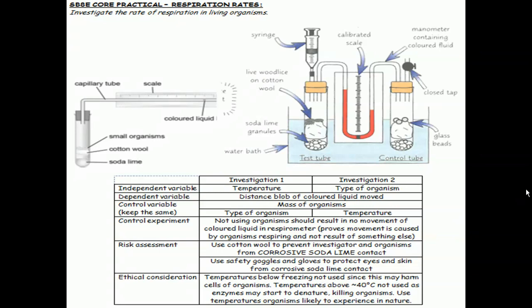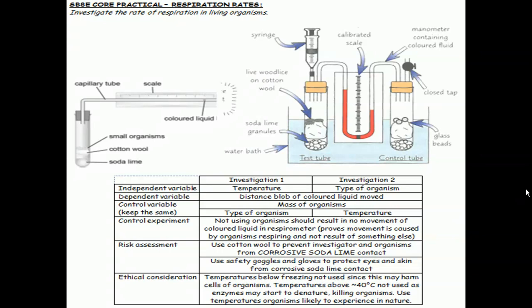Now, risk assessment is a popular question for this practical, because you're using soda lime that is corrosive. You want to make sure that you're not in contact with it, and also the organism is not in contact with it, because you've got to think ethically about the organism. So you use a cotton wool that acts as a barrier to prevent you touching the corrosive soda lime or the organism touching it as well. And then the other thing you could obviously use is safety goggles or gloves to protect yourself from the corrosive soda lime.